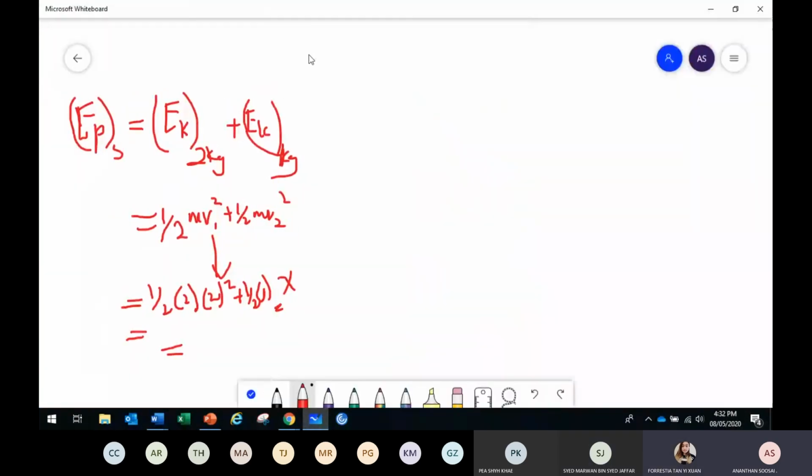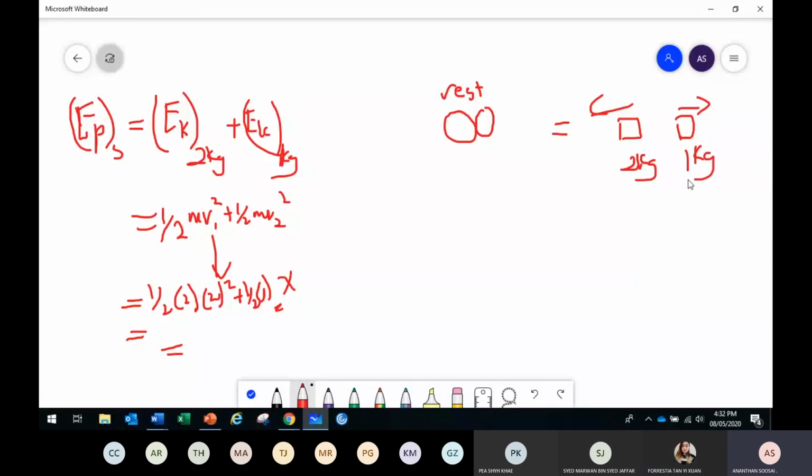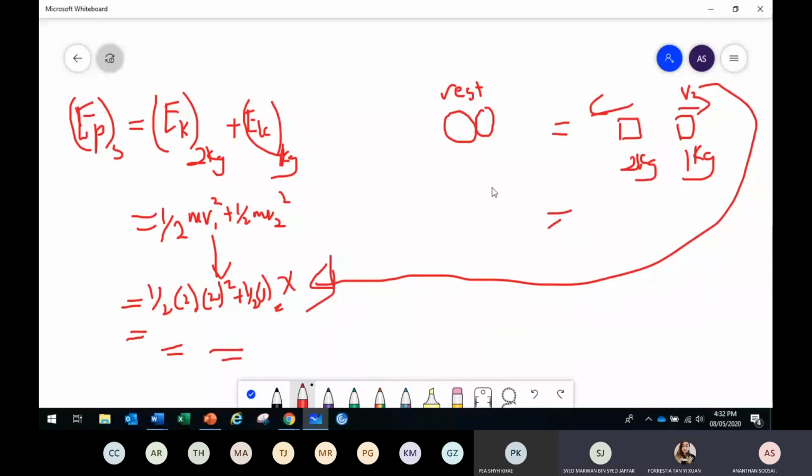So we use conservation of momentum. Both bodies are at rest at the beginning. It's an explosion. After it explodes, the 2 kg moves to the left and the 1 kg moves to the right. Can you find the velocity of the second one? If you know the velocity, we can put it here and get the answer. So 0 equals 2 times negative 2, because it's moving to the left, plus 1 times V2. What is V2? V2 is 4.